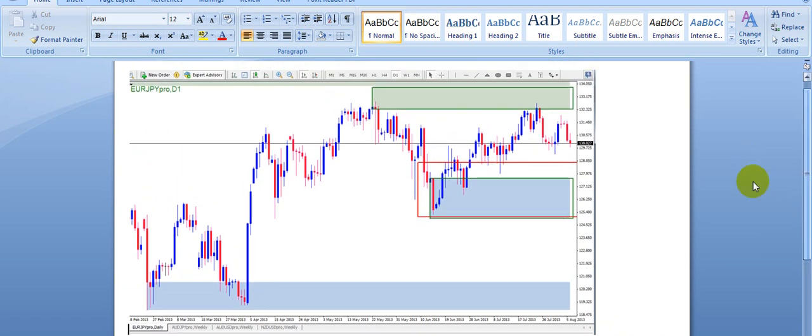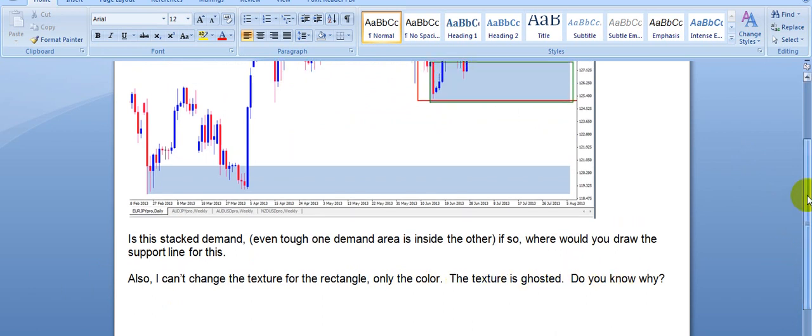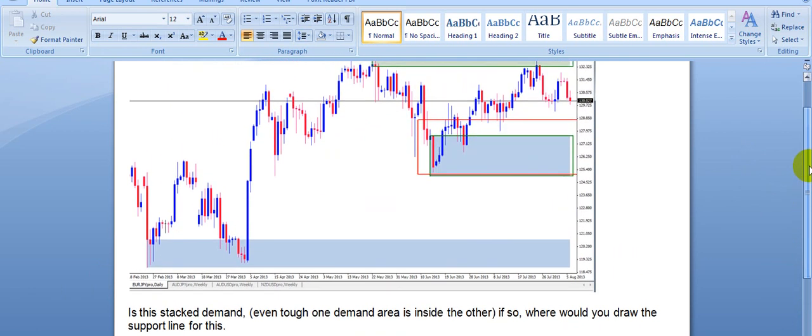Hey Frank, I'm just replying to this message. I'm not sure what you mean by that. Also, I can't change this question here. Also, I can't change the texture for the rectangle, only the color. The texture is ghosted. Do you know why? I don't know what you mean by that. I don't understand that question.